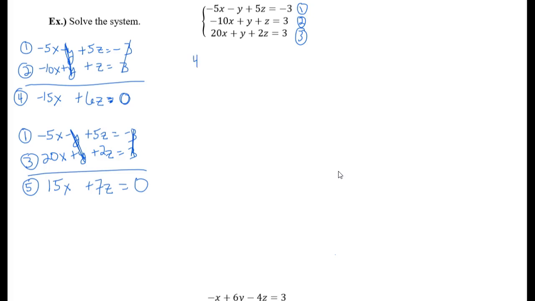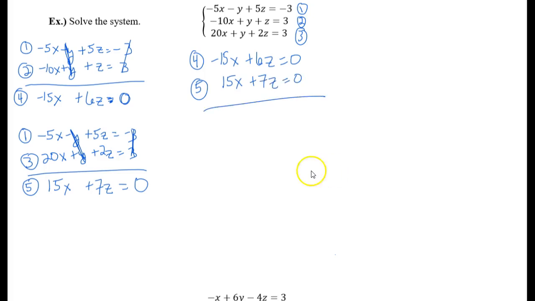Generally, you're going to need to multiply to get your variables to eliminate. But for now, I can just take equation 4, which is negative 15x plus 6z equals 0, and my equation 5, which was a positive 15x plus 7z equals 0. So this is my new system here. 2 equations, 2 variables. It was already set up nicely for me to eliminate. So I'm going to have negative 15x, positive 15x is 0. 6z plus 7z is 13z. And 0 plus 0 is 0.